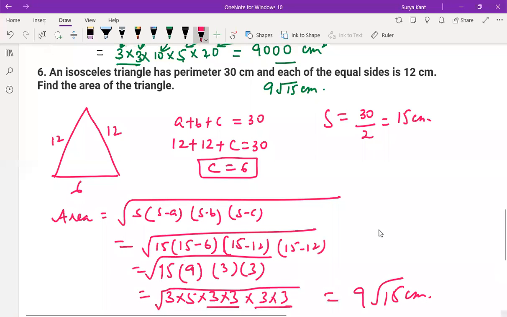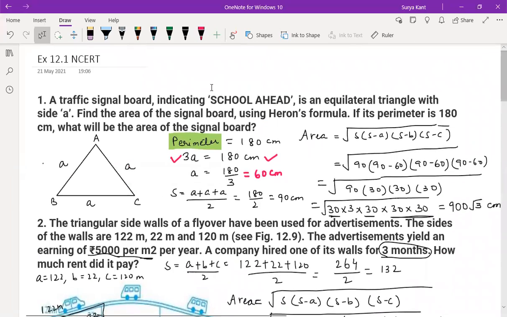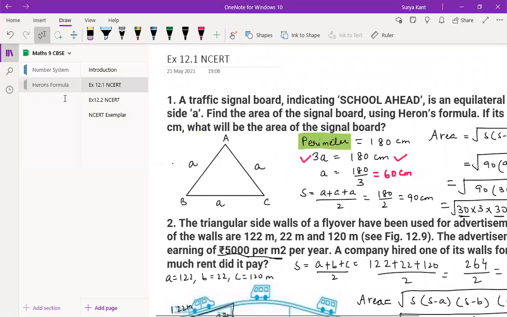So this first exercise got finished. Then we're moving to the next exercise. That is exercise number 8.12.2.